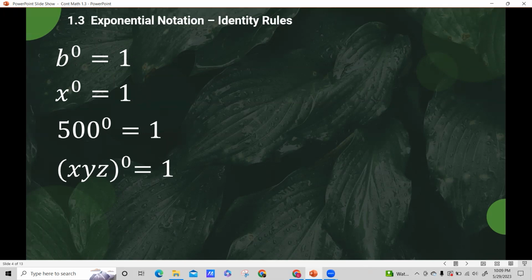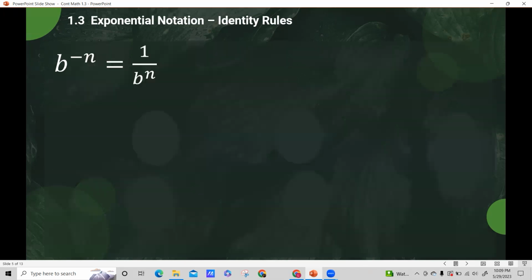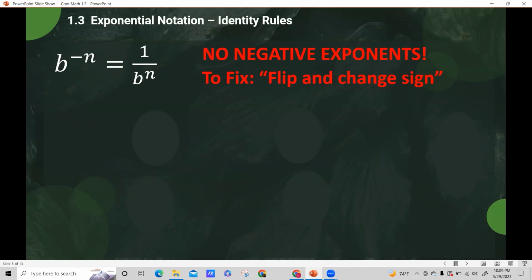We have one more identity rule, and it deals with a negative exponent. We don't like negative exponents too much. Sometimes you will see them, and in this section you will see negative exponents, but sometimes you'll be asked to make negative exponents go away. How do we make them go away? We do what I call the fix. To fix it, we flip it and change the sign. That's just my Southern Alabama way of putting it.